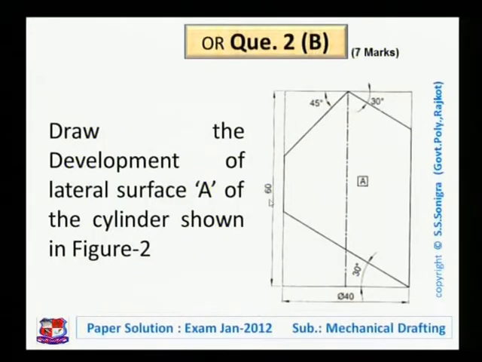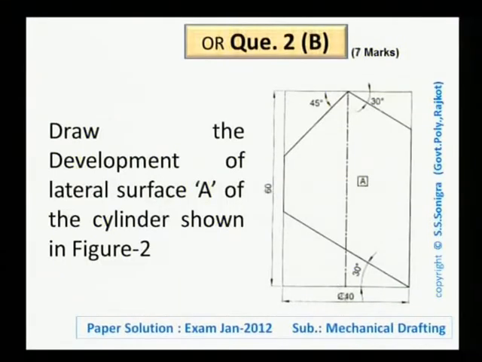Now we draw question number 2B, asked for 7 marks, about the development of surface of A as shown in figure B. To draw the development of surface in the given case, a diameter of 40 mm is given. Here a cylinder is given having diameter 40 mm. It is written 540. It means that we have to develop the lateral surface of this cylinder. Lateral surface means only this outside surface. We need not worry about the top circular base and bottom circular base. Both these circles are to be omitted when we draw the lateral surface of the cylinder.